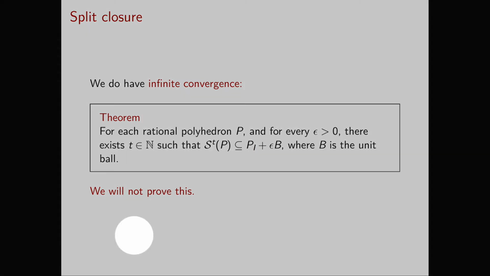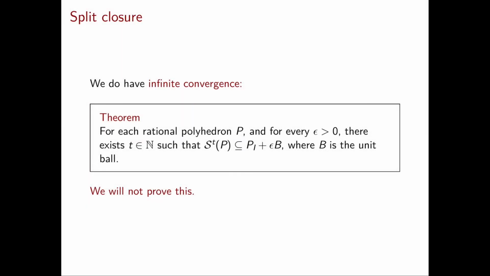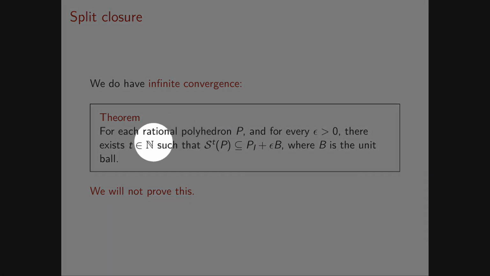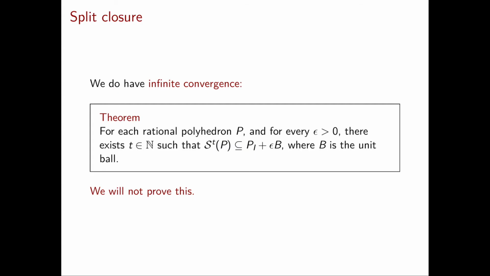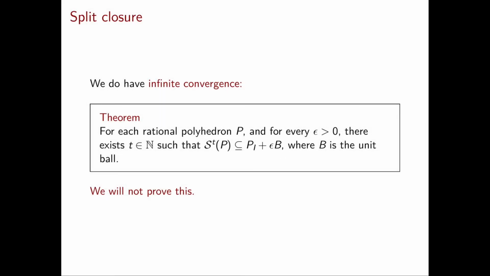For every rational polyhedron P and for any epsilon greater than 0, that in a sense represents how close we want to get to the mixed integer hull, there exists a finite number T so that the split closure of P is contained in Pi plus a unit ball of radius epsilon. This is a fairly advanced result and we're not going to show it. However, this gives us essentially the limit of what split closures can do.